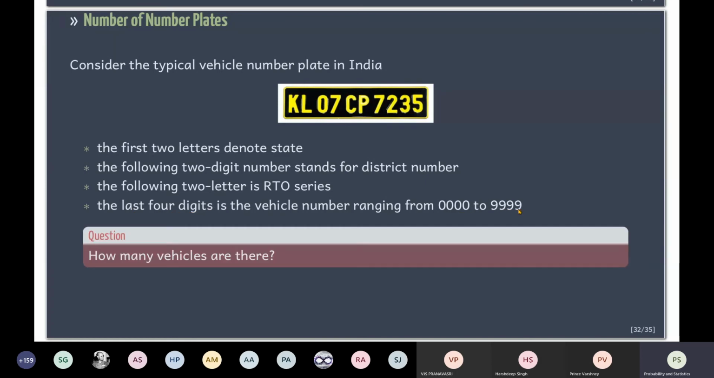So the question is how many vehicle number plates you can generate, given these things. We can apply the product rule. This is a tuple of length 10: 1, 2, 3, 4, 5, 6, 7, 8, 9, 10. Here the possibilities are letters, so you have 26 possibilities. Here also you have 26. We are assuming that we have all possible states here.